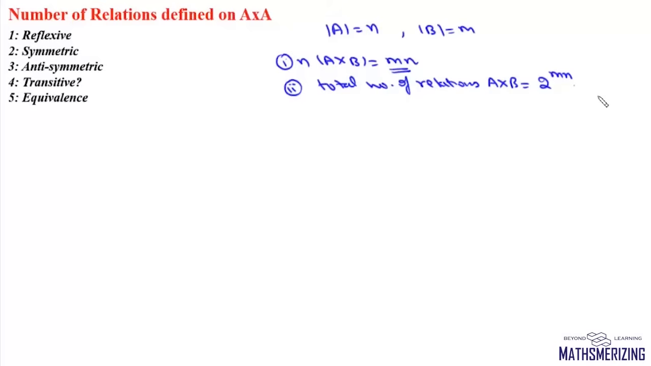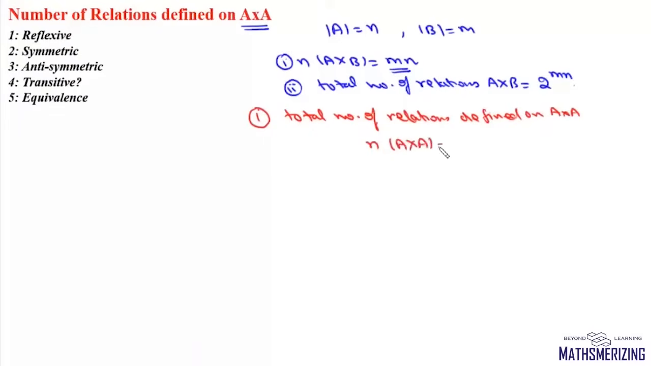Now we'll start finding the number of relations defined on A cross A. First we'll find the total number of relations defined on A cross A. The number of elements in A cross A is given by n square. So the total number of relations is given by 2 to the power of n square. So the total number of relations that can be defined on A cross A is simply 2 to the power of n square.